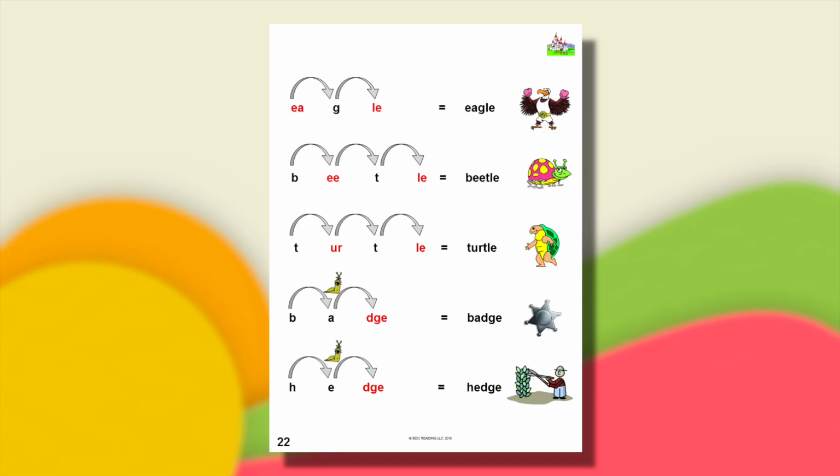Discuss as a group the words on this page. Look at the read rules. Follow the arrows and bounce on the sounds. E, ga, ul, eagle. Ba, e, ta, ul, beetle. Ta, ta, ul, turtle. Now notice the DGE words. Stress that the little snail reminds the students that the front vowel is short. B, adge, badge. H, edge, hedge.